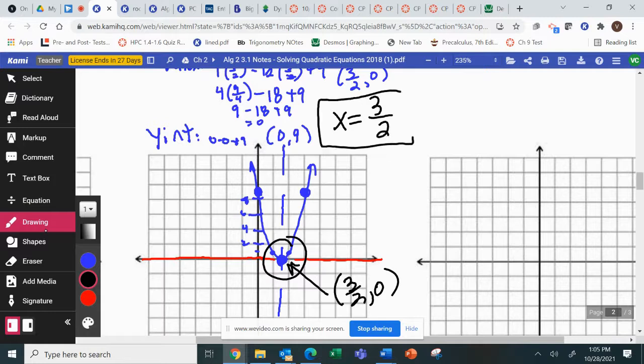X does not equal 0 if anybody said 0. X equals 3/2. Y equals 0. There's no y in the equation. That's a y that I put in there. Okay? This last one that we're going to do, you're not actually going to graph it.